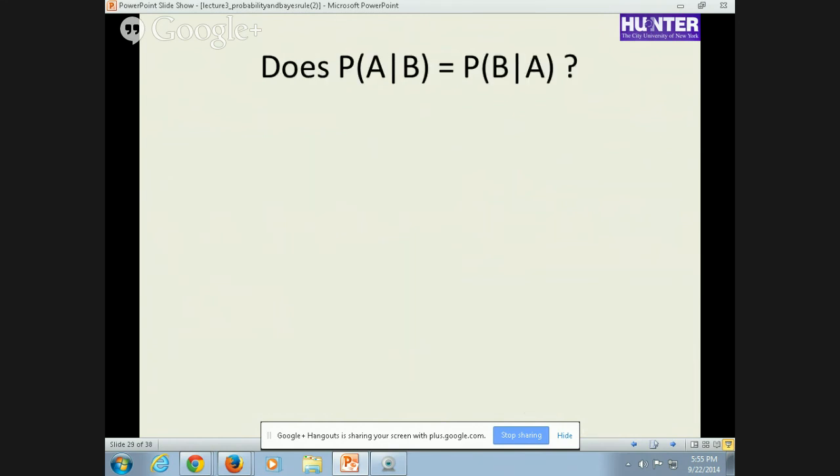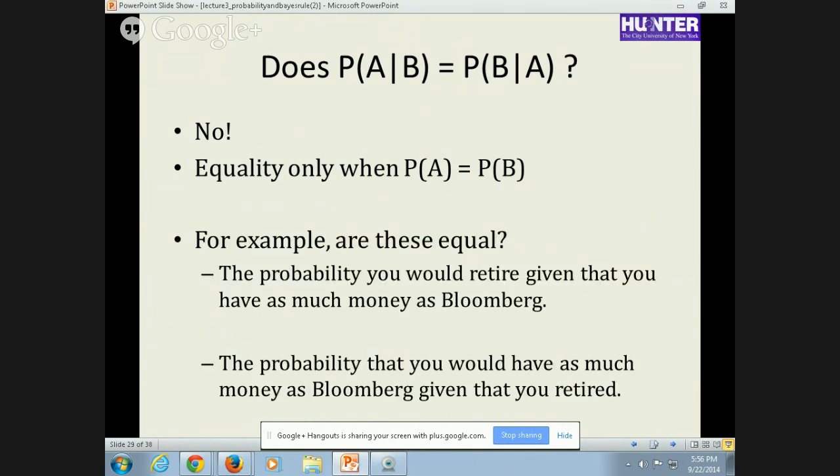Quick question: does P of A given B equal P of B given A? No, no, no. The only case where that happens, you can see from Bayes' rule, is if P of A just happens to equal P of B. So here's an example of how not the same they are.